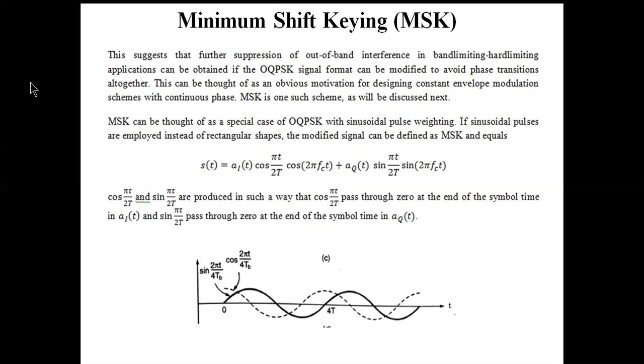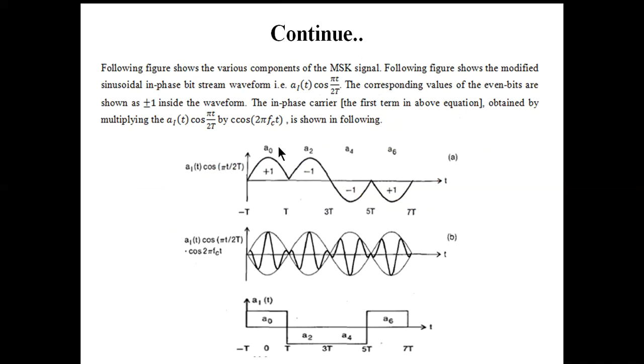So if we multiply AIT with cos pi t by 2T, it will become sinusoidal shape. And similarly, if we multiply AQT with sin pi t by 2T, it will become sinusoidal shape, as AIT can take only +1 or -1 value. So if we multiply 1 with the sinusoidal signal, it will become a similar sinusoidal value. But there will be a phase shift depending on the polarity or sign of the corresponding in-phase bit stream or carrier quadrature bit stream.